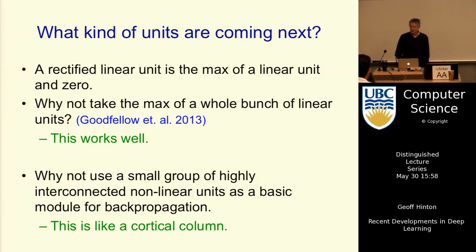You might ask what kinds of units are coming next. People in Montreal have tried something. The rectified linear unit is a linear unit or 0, whichever is larger. So you can generalize that to say, why don't we have a whole bunch of different linear units in a pool and just take whichever gives the biggest output? And that's an interesting nonlinearity. And they've shown that in some circumstances that works slightly better. I still don't know whether it's generally better or just sometimes better, but it's a sensible thing to do.